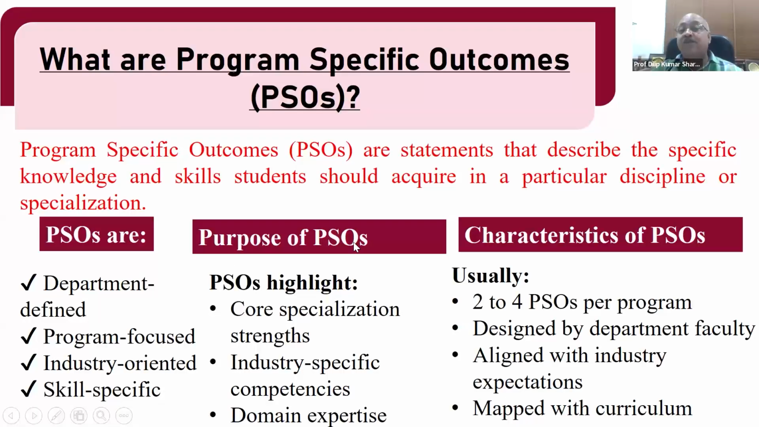And what is the purpose of program specific outcome? It highlights core specialization strength, industry specific competence, domain expertise, skill expertise. And what should be the characteristic of program specific outcome, my dear friends? Generally we are going to have 2 to 4 program specific outcomes per program, designed by departmental faculty, aligned with the industry expectation, and certainly we have to also map with our course, that is, curriculum.